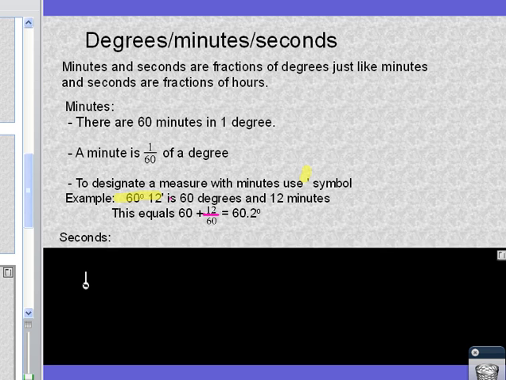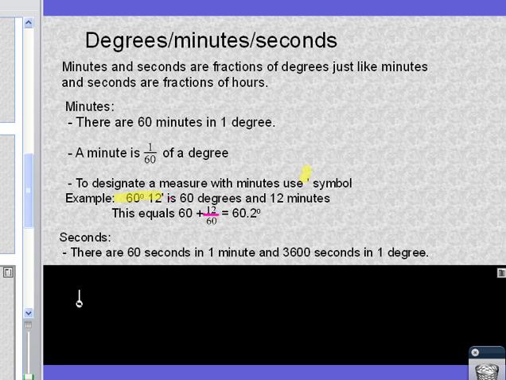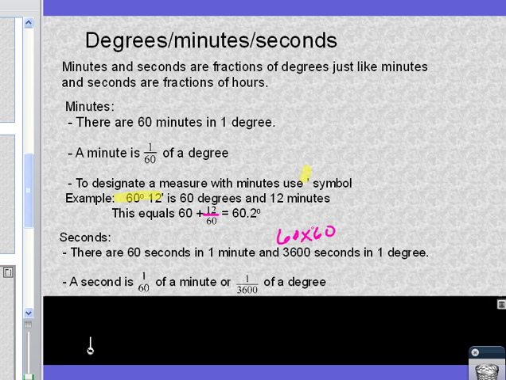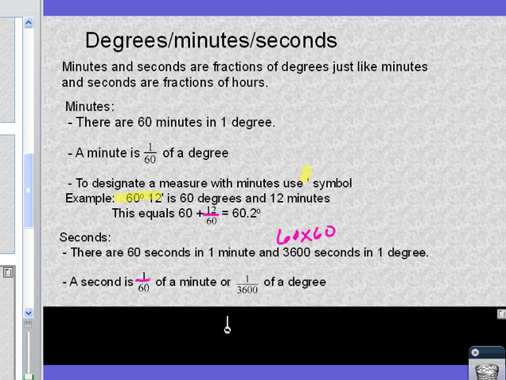All right, seconds likewise. There are 60 seconds in 1 minute, or 3,600 seconds in 1 degree. So this is 60 times 60, meaning 1 second is 1/60th of a minute, or 1/3600th of a degree. And this is pretty much what we're interested in, because we're going to want to convert everything to degrees. In order to convert seconds to degrees, we're going to have to multiply it by 1 over 3,600.